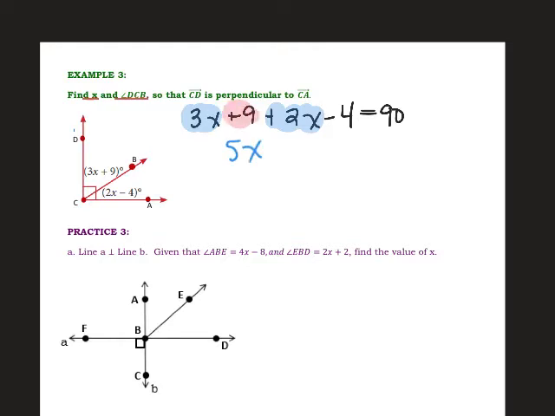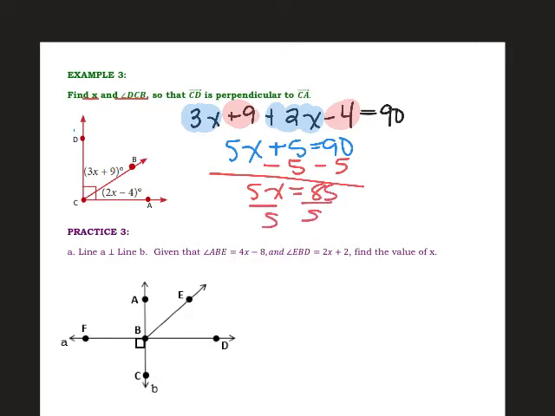All right, now let's do the other ones. We have a positive 9 and a negative 4. Plus 5 equals 90. Let's subtract the 5. 85. And what's our last step? Divide it by 5. X is equal to 17. All right, we found the first part.